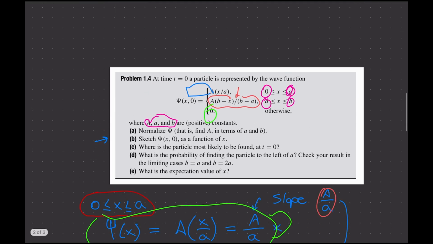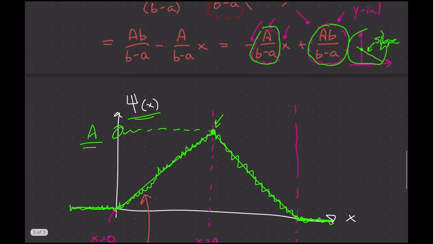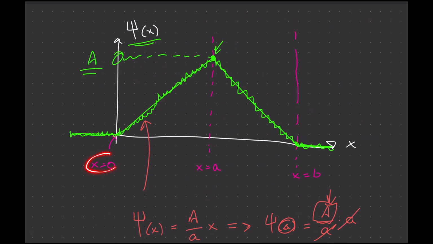So this effectively almost answers this one: sketch this as a function of x. We pretty much know everything. We know where the function starts, where the maximum point is, what the maximum point is, where the function ends. Technically the function continues here, but here it equals 0.